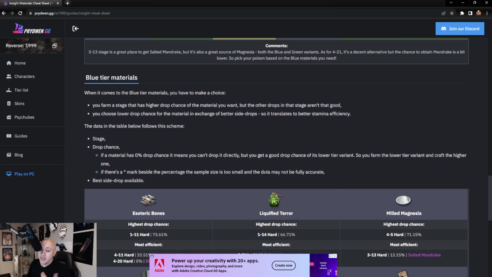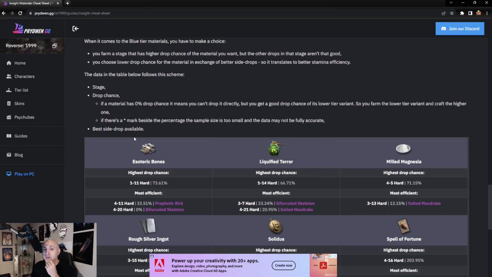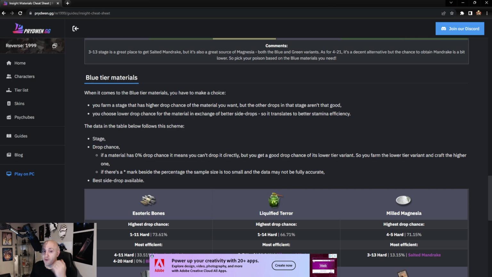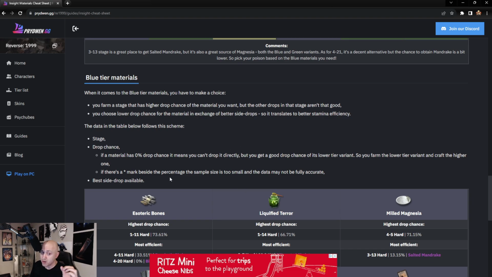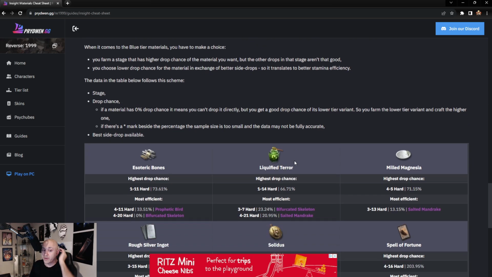And then here is the blue stuff. Now, the blue stuff is great because you can farm these at a high rate. They can be used for crafting as well, too. As you can see here, drop chance, if a material is 0% drop chance, it means you can't drop it directly, but you get a good drop rate of its lower tier variant. So you can farm the lower tier variant and craft the higher one. Sorry, that's the one with 0% chance. If there's a star mark beside the percentage, the sample size is too small and the data may not be fully accurate. Keep that in mind.